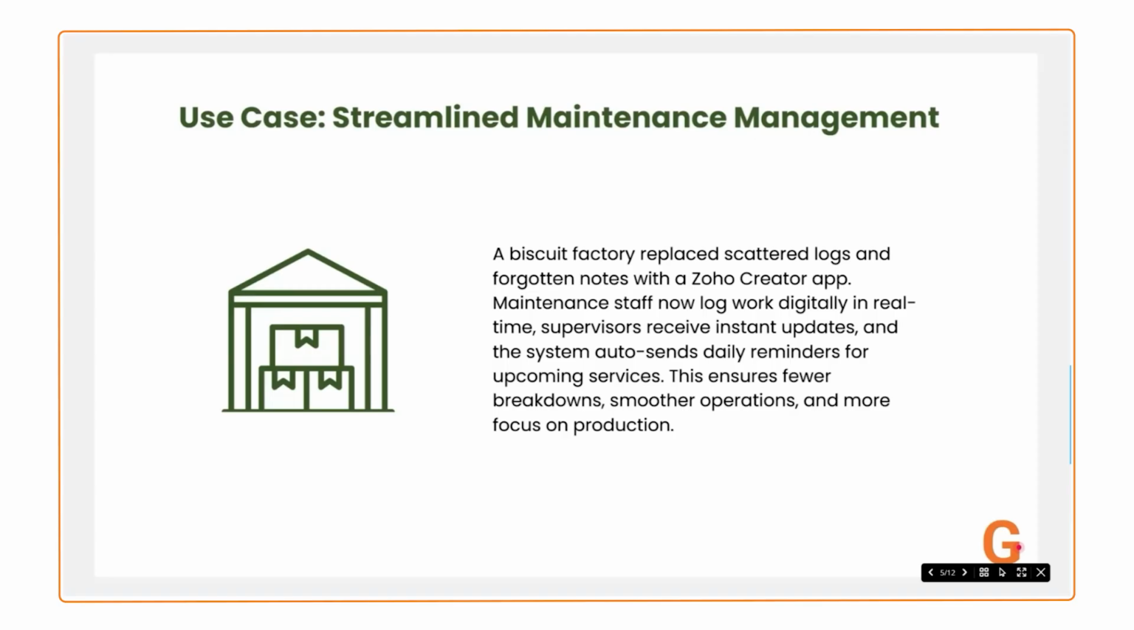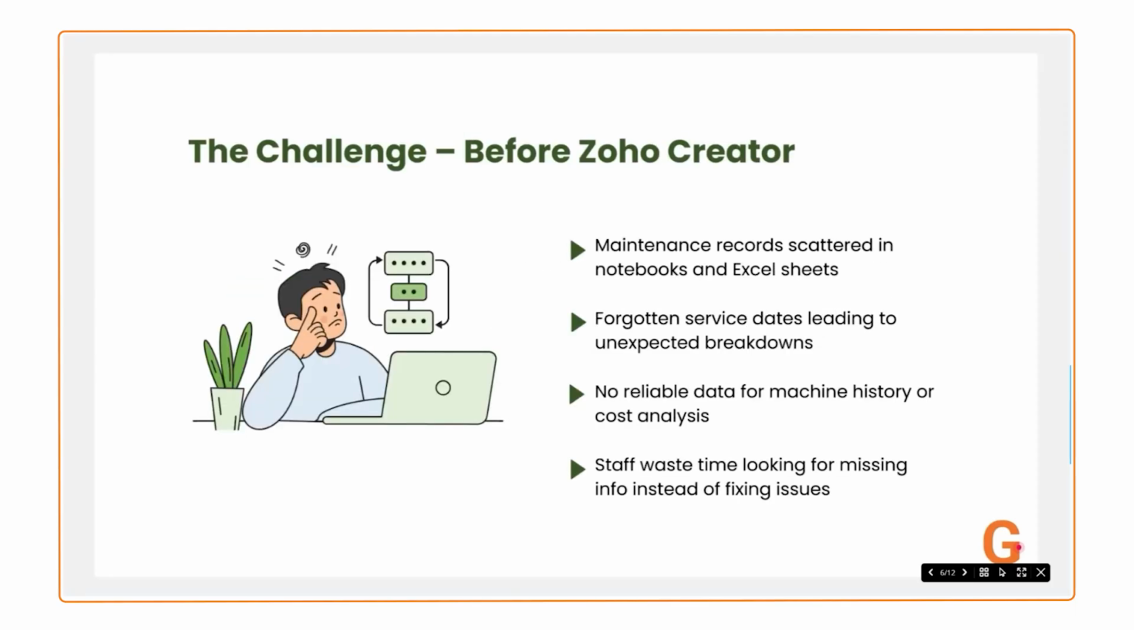So moving on, let us have a quick look at the challenges that they were facing. Before Zoho Creator came into the picture, the biscuit factory was facing a lot of the same problems that many of us deal with, especially with relying on spreadsheets and scattered notes to manage operations. First thing, maintenance records were scattered. Some were in Excel sheets and others scribbled in notebooks or, worse, on papers, which never made it to the office. So there was no single system to rely on as the source of truth, right?